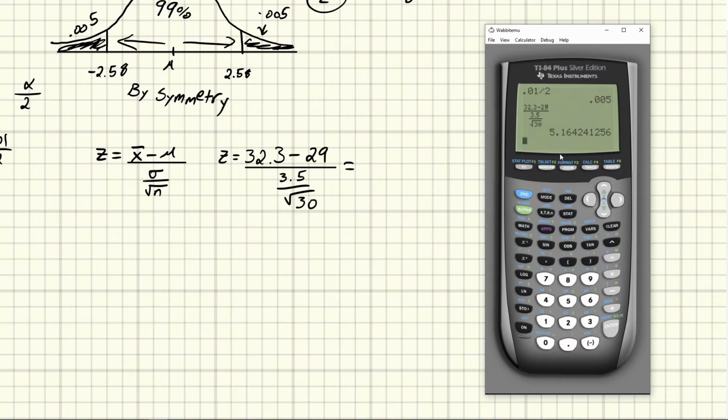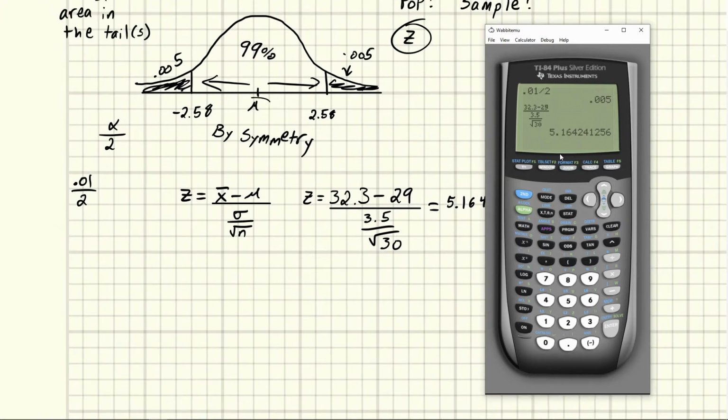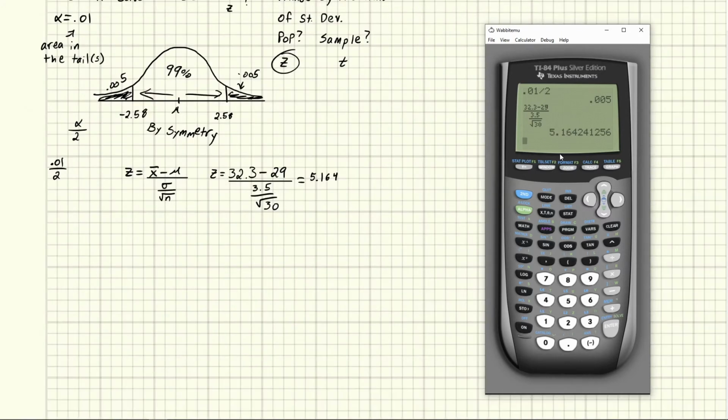And we get a z-score of 5.164, which is extremely big for a z-score. If you've done very many of these problems, anything past 3 is going to be a pretty big red flag that this is probably wrong. So let's go ahead and map that on there.